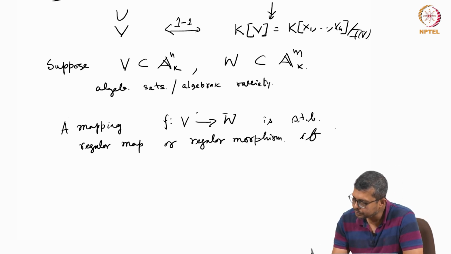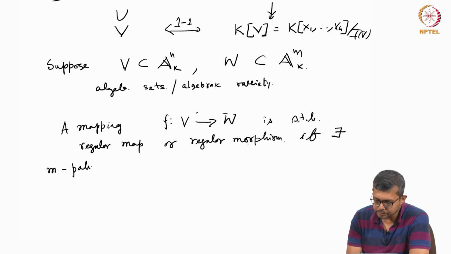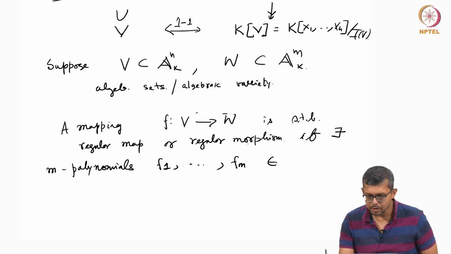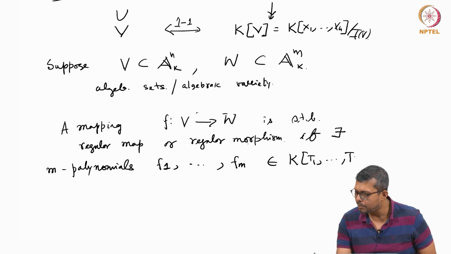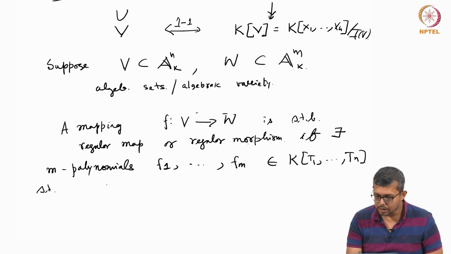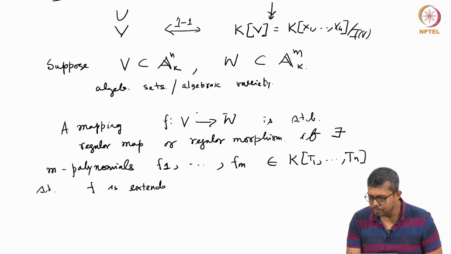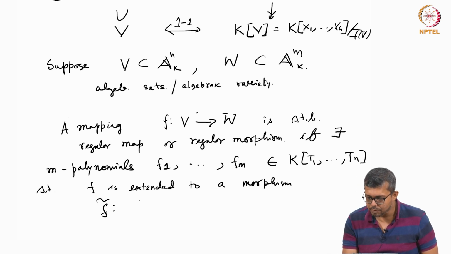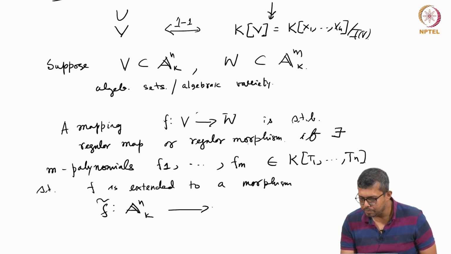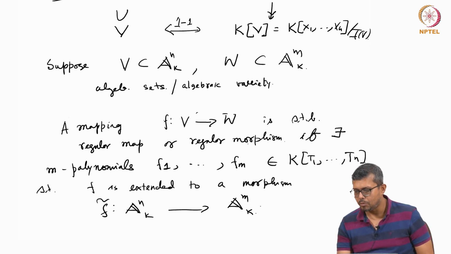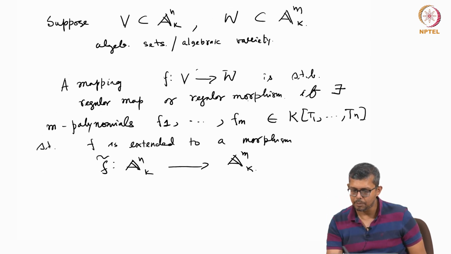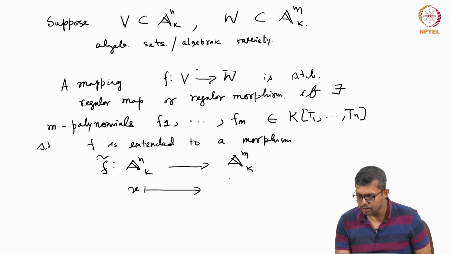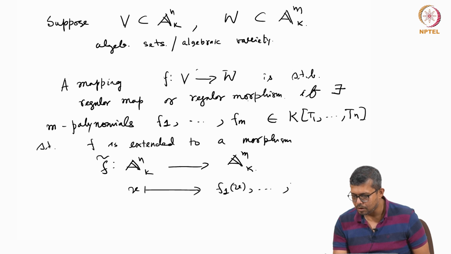If there exist m polynomials f1, f2, ..., fm in n variables such that F is extended to a morphism F tilde from A^n(K) to A^m(K). So a morphism between affine spaces means it is just given by polynomial maps. In some sense, F tilde is nothing but F tilde of v, say you take v, is nothing but (f1(v), ..., fm(v)).